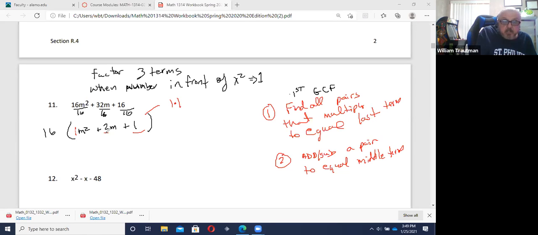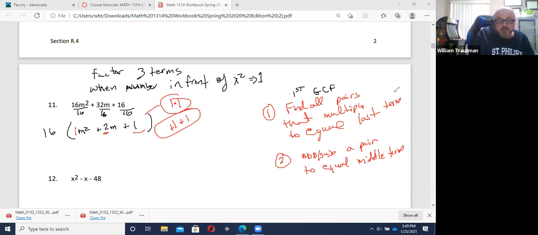And to get the middle term too, I'm just going to do 1 plus 1. It says add or subtract the pair. So if I do 1 plus 1, a positive, and I put the sign in front of each one, a positive 1 and a positive 1, that gives me 2. 1 plus 1 is 2.